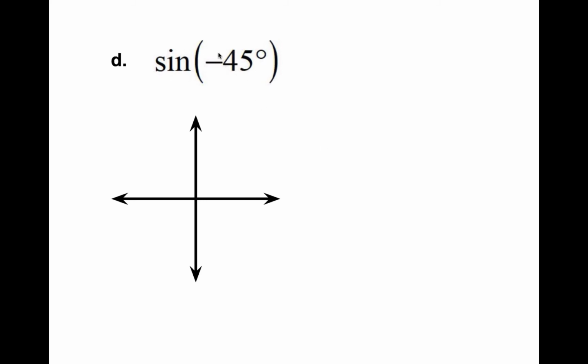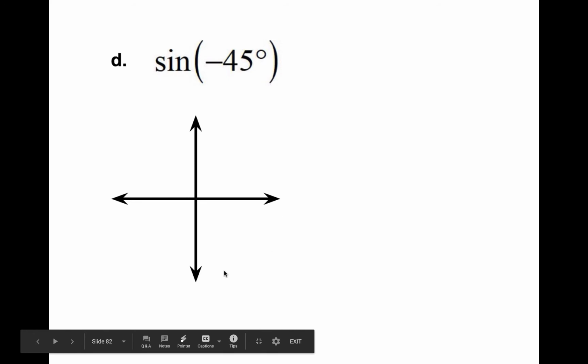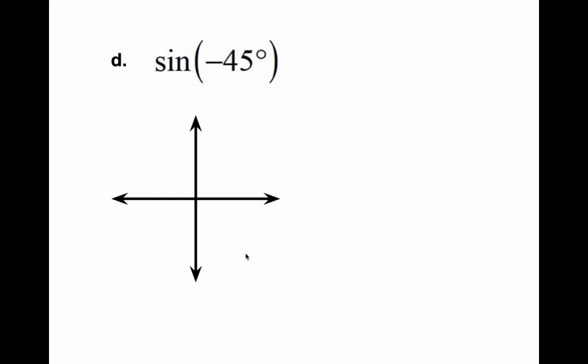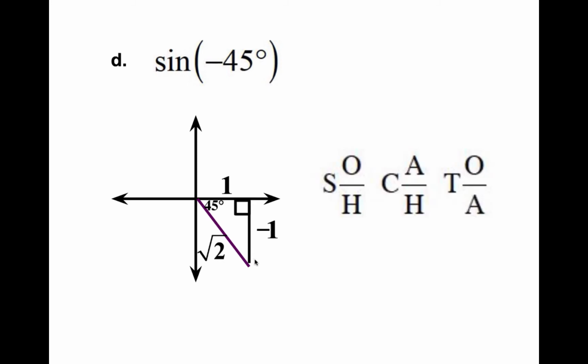For D, this is a negative degree. That means I'm going to go clockwise. Less than 90 degrees, I'm going 45 degrees, which is about here, connected to the x-axis. We rotated 45 degrees, so that's our angle. The legs are 1. The hypotenuse is the square root of 2. Right is positive, down is negative.